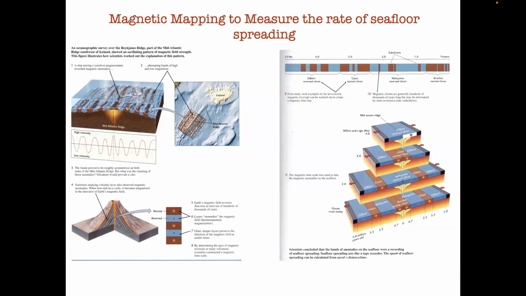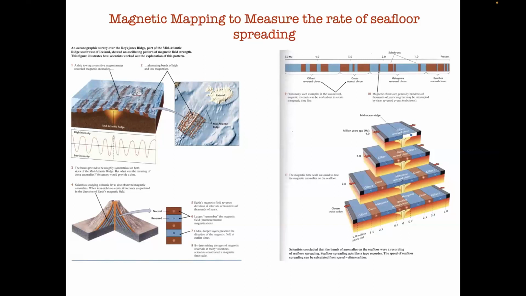Okay, so there was an oceanographic survey carried out on the Reykjavik Ridge, which is a part of the mid-Atlantic ridge, just south of Iceland. They put a magnetometer below the ship and moved from one coast of the Atlantic Ocean to another, and they found alternating bands of magnetic anomaly with high intensity and low intensity.